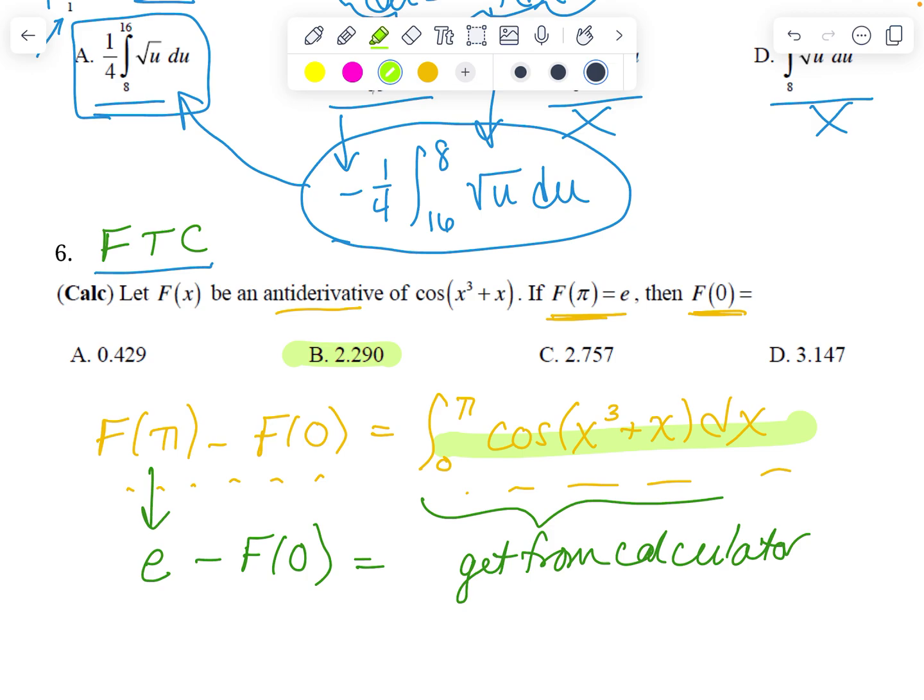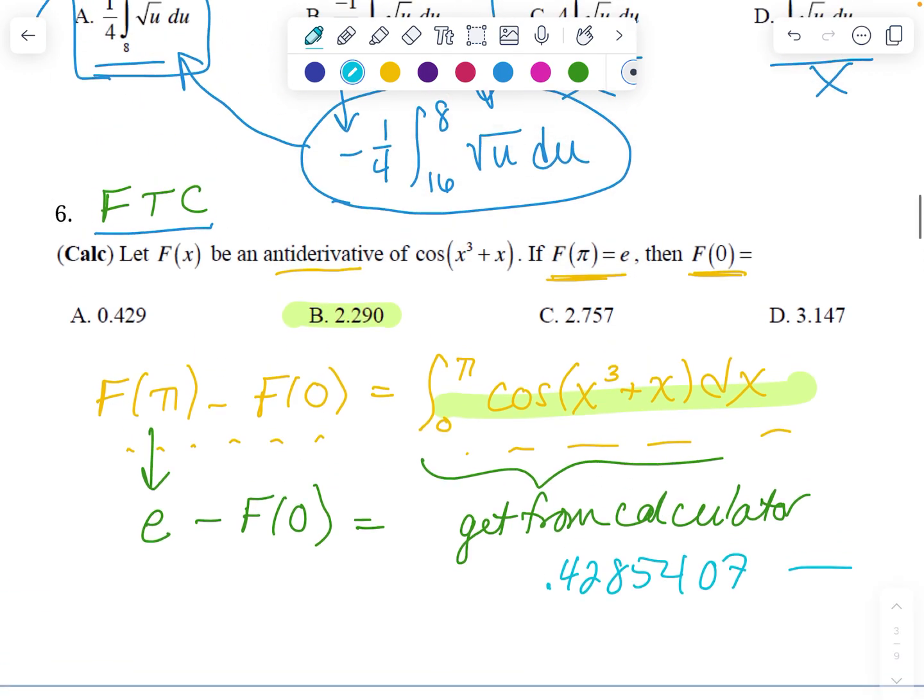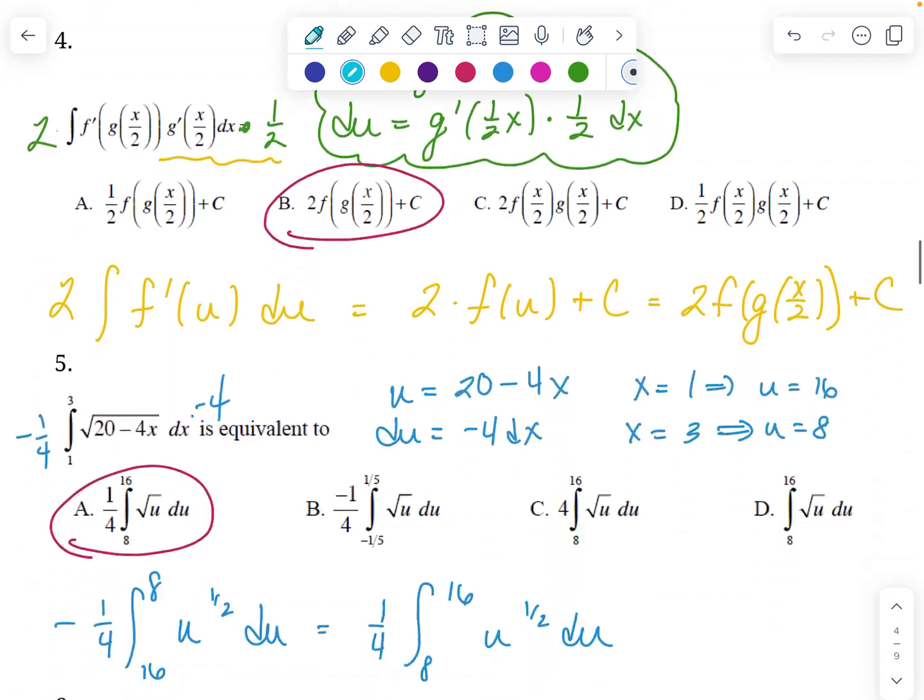Okay, the fn int part, in case you wanted to know, this part that you get from your calculator is about 0.4285407, blah. Okay, make sure you're in radian mode. We're always in radian mode in our class.